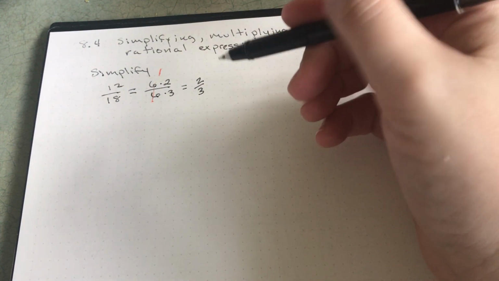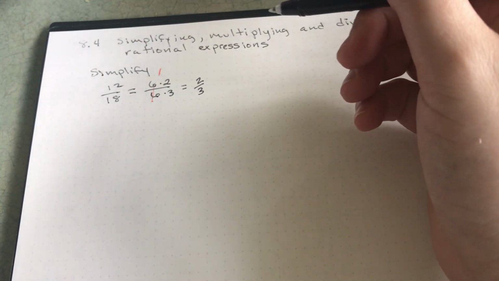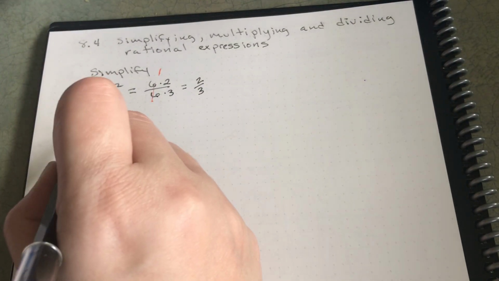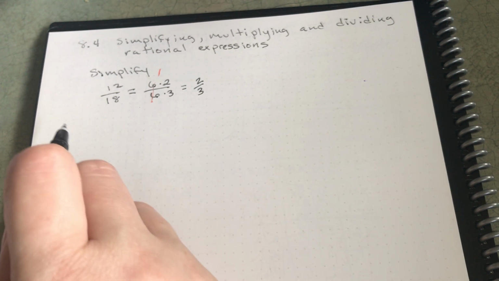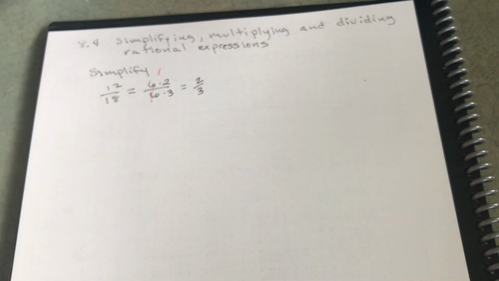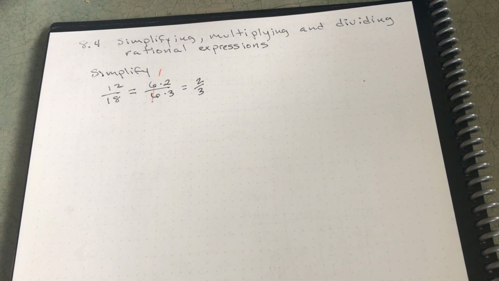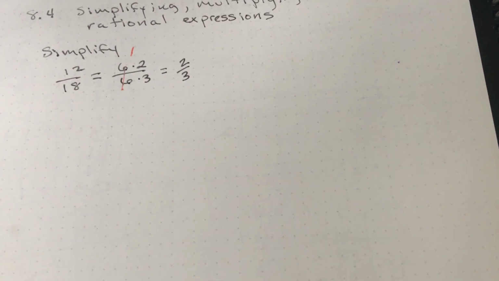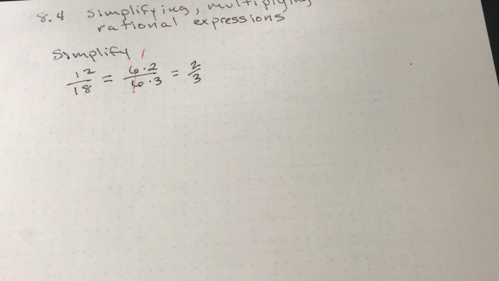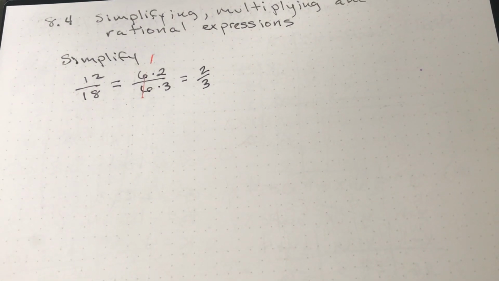Okay? So the same is true if we have variables involved as well. So if I have, I don't know why it's doing that weird focus thing. Let's see if I zoom in a little. Sorry about that, guys.